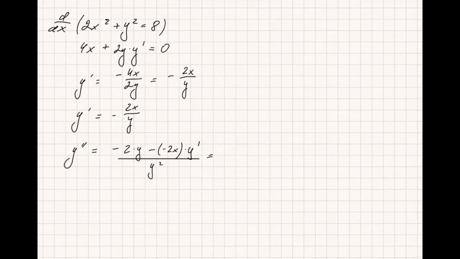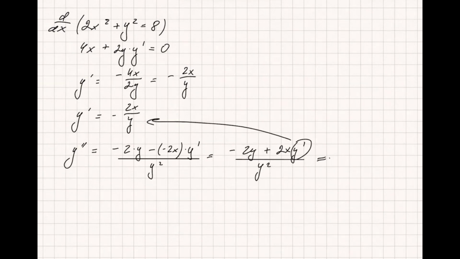So now we will simplify it. We have negative 2y plus 2x y prime, divided by y squared. But now we do know what y prime is, so we will substitute this y prime with negative 2x over y. So I have negative 2y plus 2x times 2x over y with a negative sign. So I'll put that negative here, and then divided by y squared. So this right here, that's my y prime, with the minus, of course.